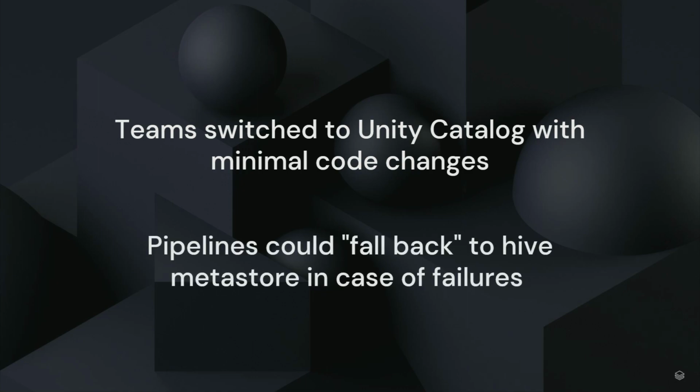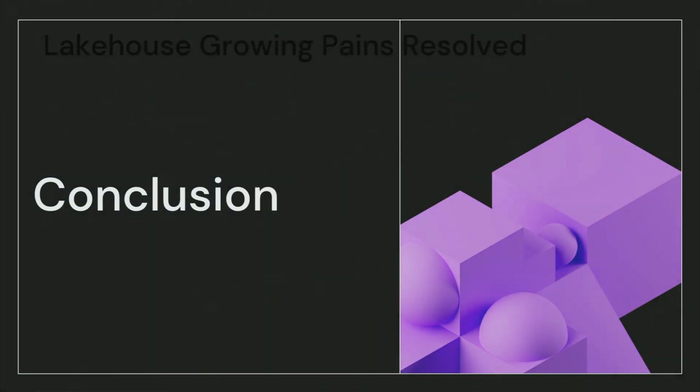And we had a lot of confidence in doing this because pipelines could fall back to Hive Metastore if we ran into permission issues or any kind of hiccups during this migration. So team by team, we moved them to phase 1, phase 2, and eventually all of their teams were on that phase 2 of that migration, and that's where we stopped essentially our usage of Hive. So to conclude, we talked about a bunch of different topics.